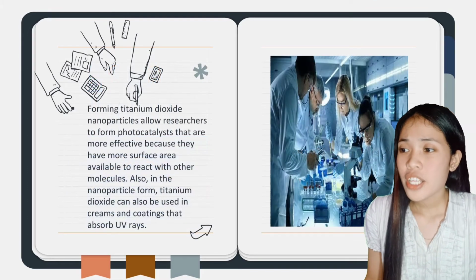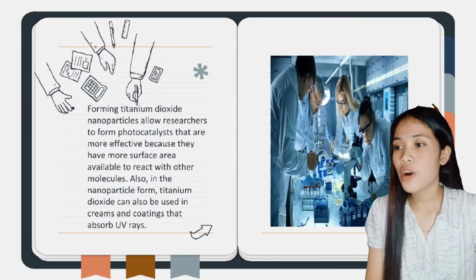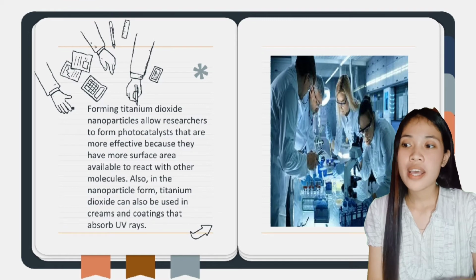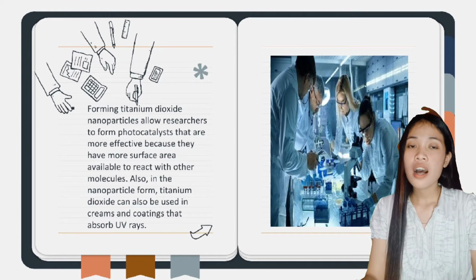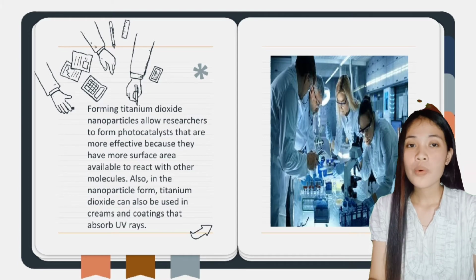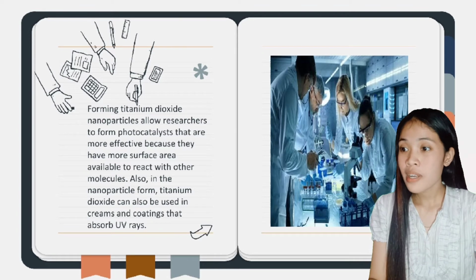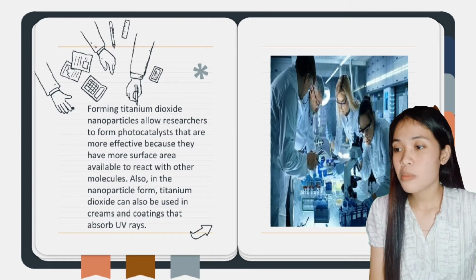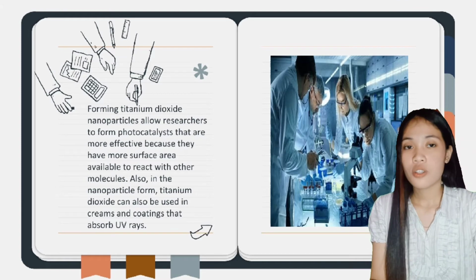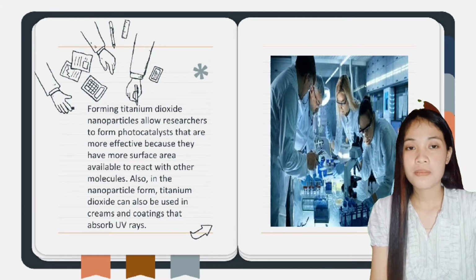So, forming titanium dioxide nanoparticles allow researchers to form photocatalysts that are more effective because they have more surface area available to react with other molecules. Also, in the particle form, titanium dioxide can also be used in creams and coatings that absorb UV rays or ultraviolet rays.